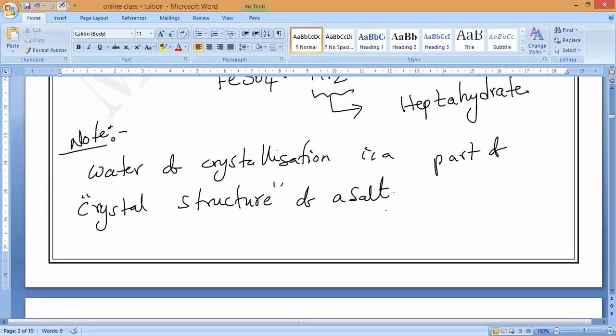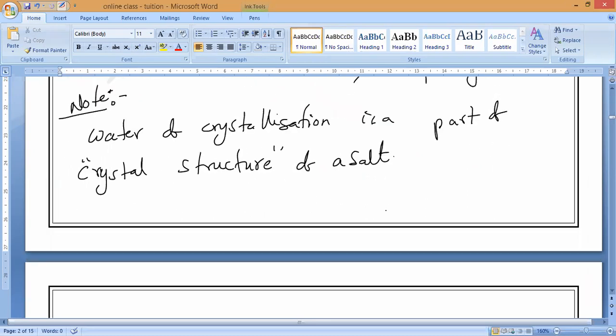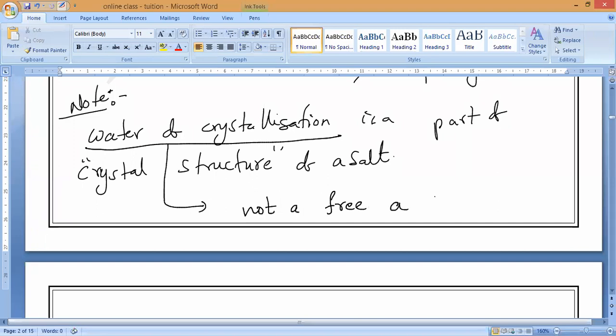This water of crystallization is not free water, all of you should remember. People will ask you the question: if water of crystallization is present, are hydrated salts wet in nature? Is it true, guys? No, sir. They are not free water. All of you should remember, this water of crystallization is not a free water.